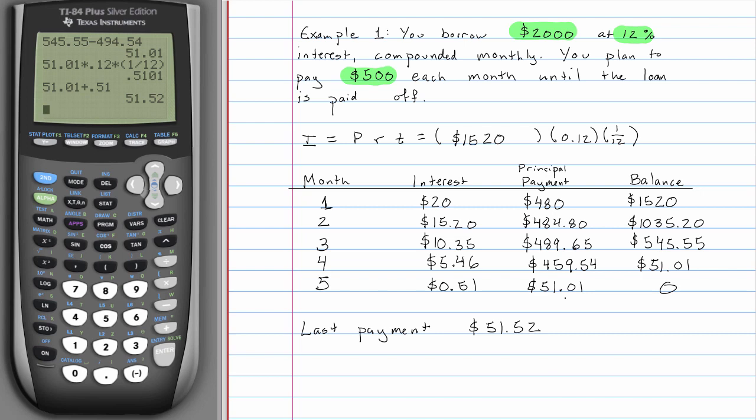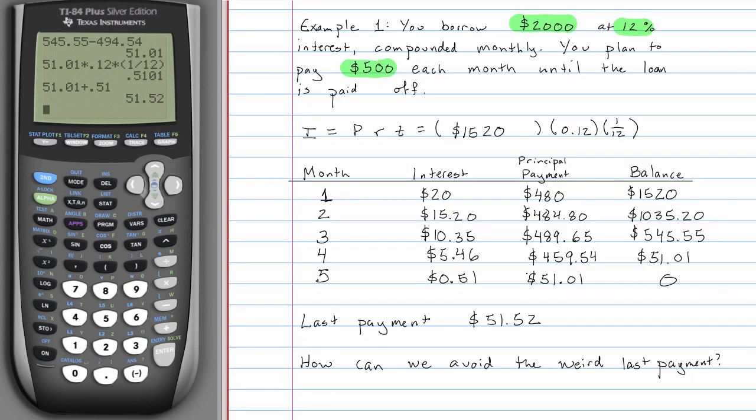We don't necessarily want a weird last payment. We paid this off in 5 months. Could we pay a little bit less the first 4 months and just pay the same amount every month for 5 months? Well, yeah, that's what we're doing with that weird financial app calculation. In the next video, I'm going to show you how we do that weird financial app calculation and how that plays into a table like this.